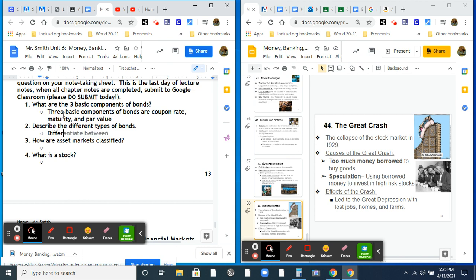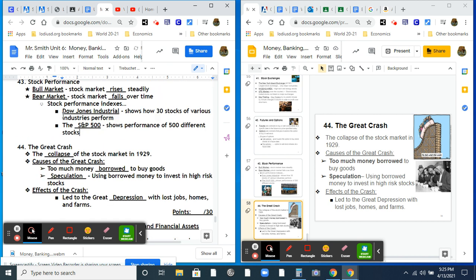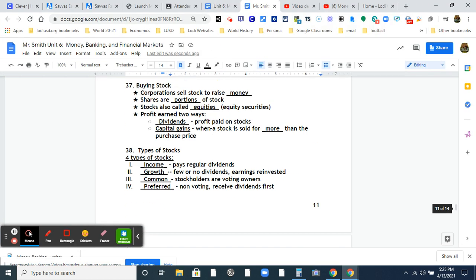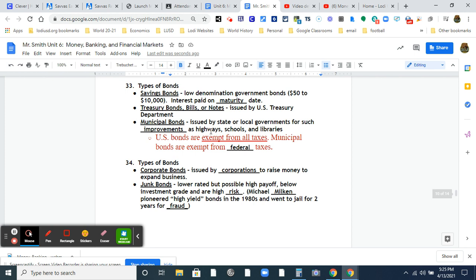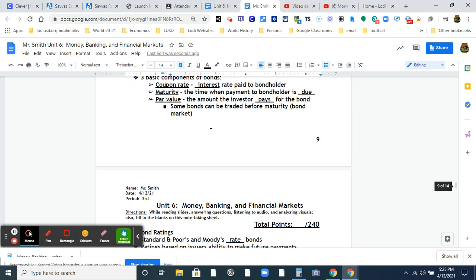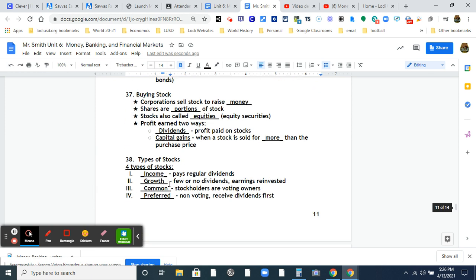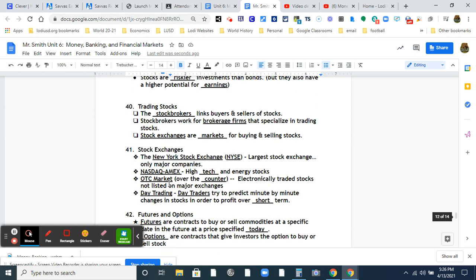Different types of bonds. Different types of bonds are savings bonds, treasury bonds, municipal bonds, corporate bonds, and junk bonds. Different types of bonds are savings, treasury, municipal, corporate, and junk. So I think that's fine.